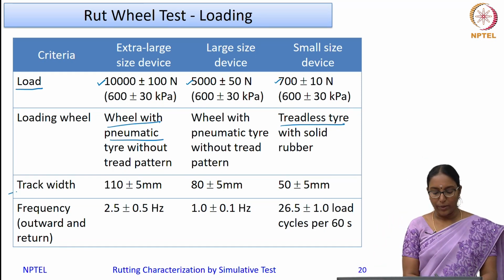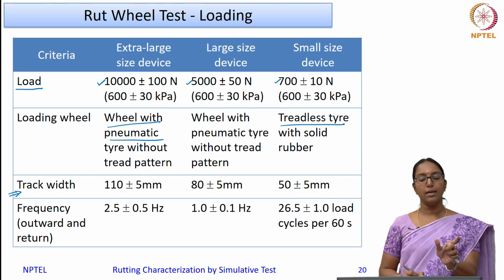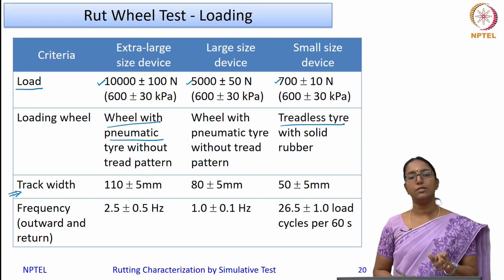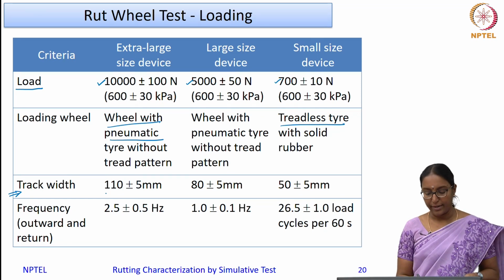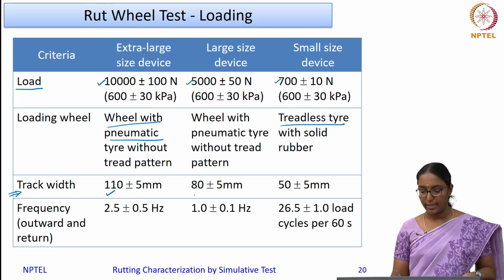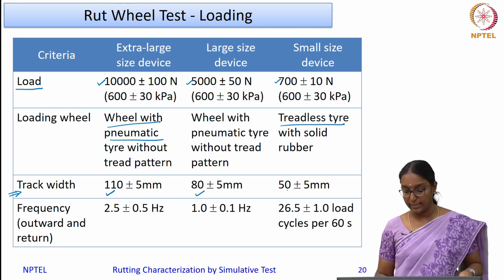Then the track width, when I say track width, it is the width of the wheel which passes on top of the surface. The track width for extra large size is 110 mm, whereas for large it is 80 and for small size device it is 50 mm.